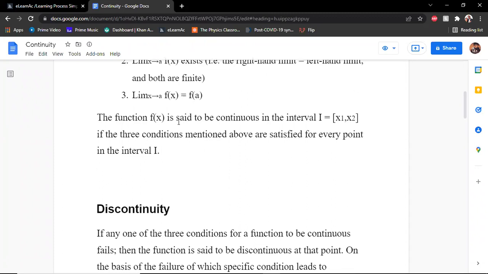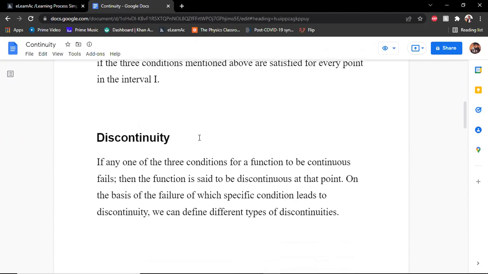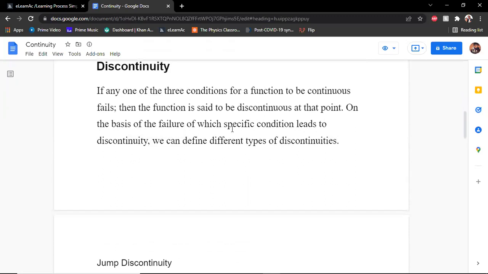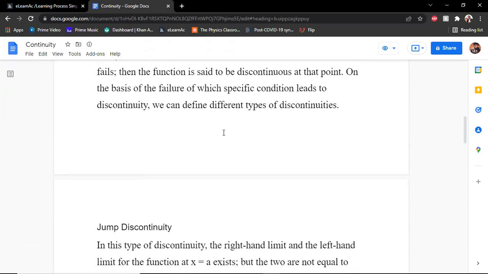The function f of x is said to be continuous in the interval I of x1 x2 if the three conditions mentioned above are satisfied for every point in the interval I. Discontinuity. If any of the three conditions for a function to be continuous fails, then the function is said to be discontinuous at that point. On the basis of the failure of which specific condition leads to discontinuity, we can define different types of discontinuities.